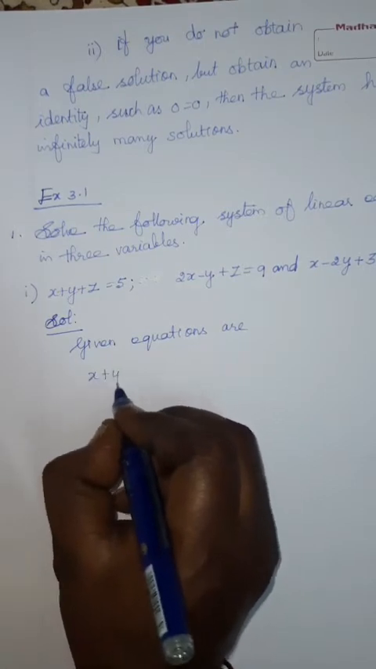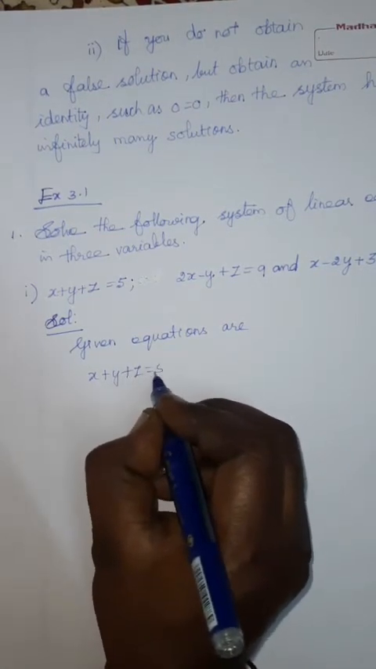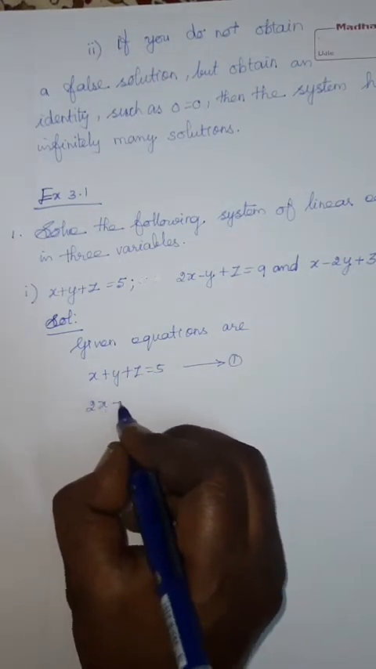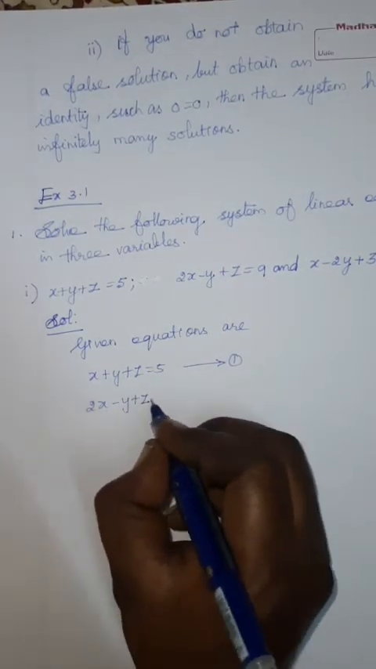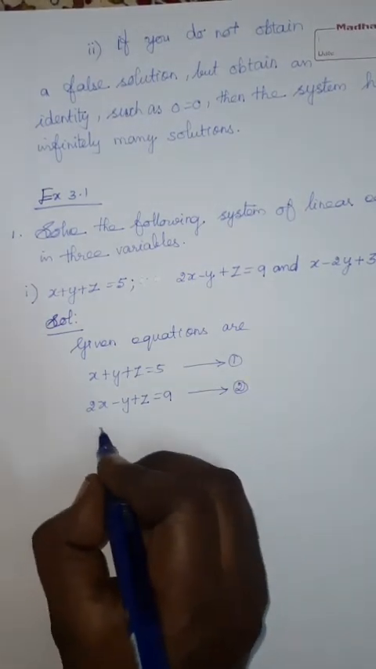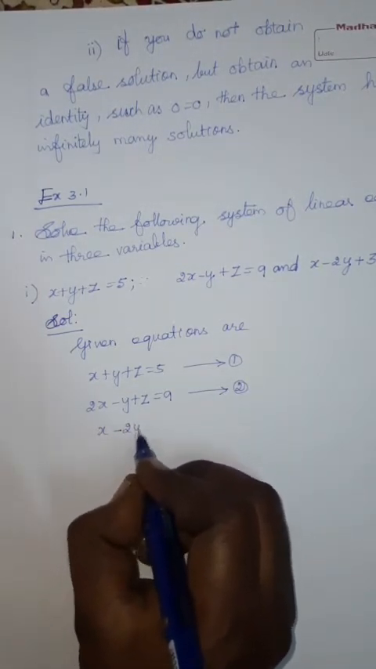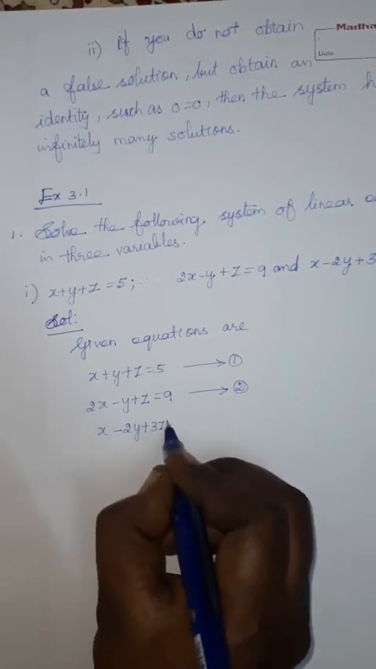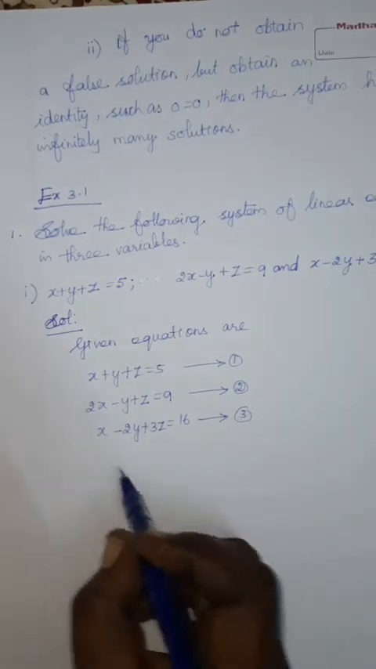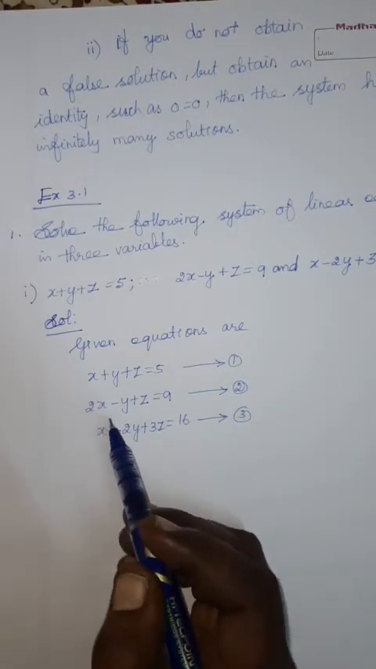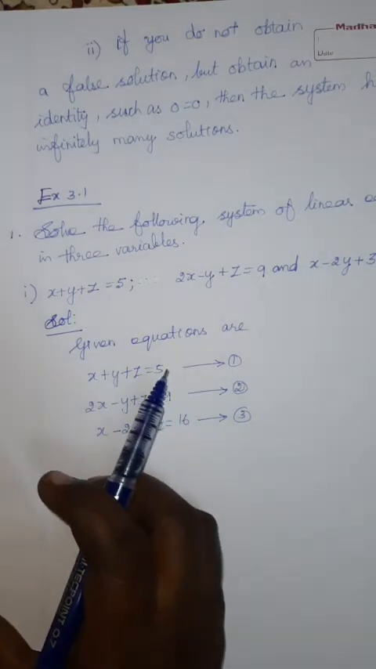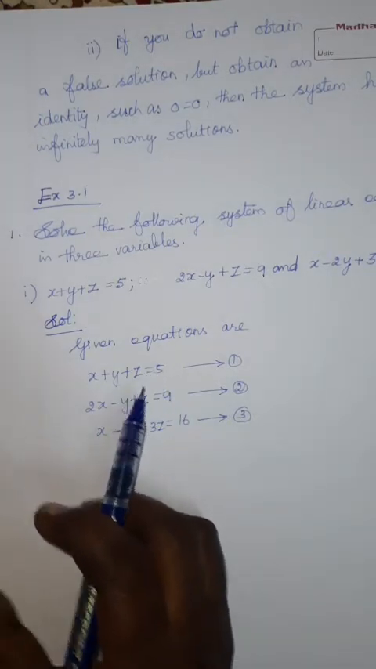x plus y plus z equal to 5. This you consider as equation number 1. 2x minus y plus z equal to 9. This is the second equation. x minus 2y plus 3z equal to 16. This is the third equation. Okay, now you see, for solving we have different methods: elimination method, substitution method, cross multiplication method.